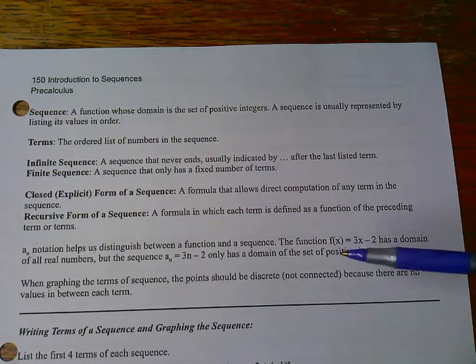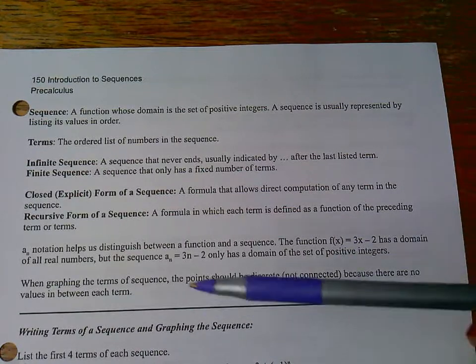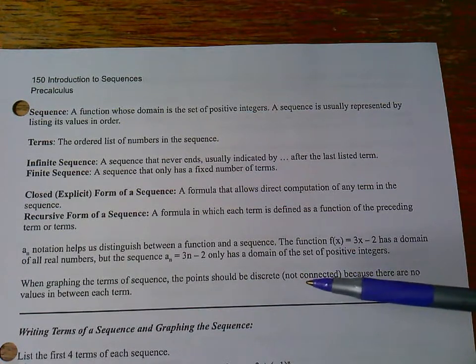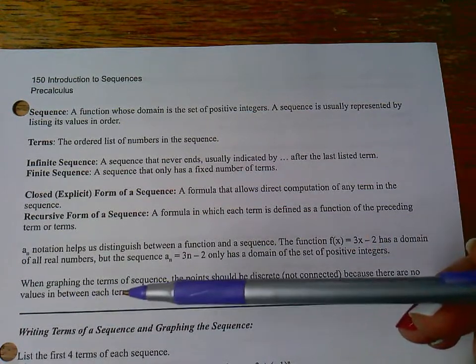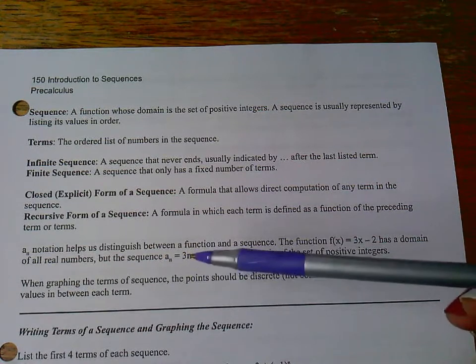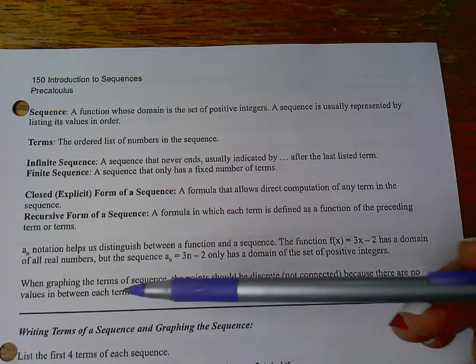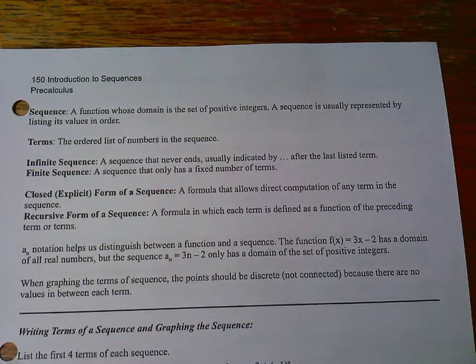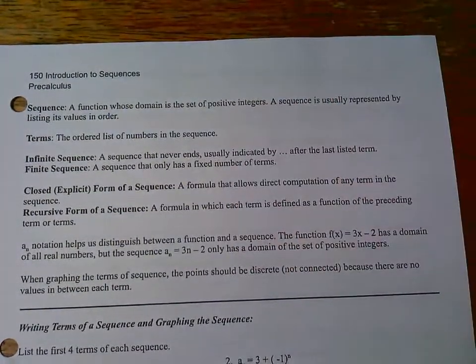A half, -3. When graphing terms of the sequence, the points should not be connected because there's no value between each term. Like I just said, I can only plug in 1, then 2, then 3. I can't plug in 1.5. So I'm not going to connect the first point to the second point. I'm just going to leave them as points like a scatter plot. So those definitions you're going to hear a lot, but they're up there for you.